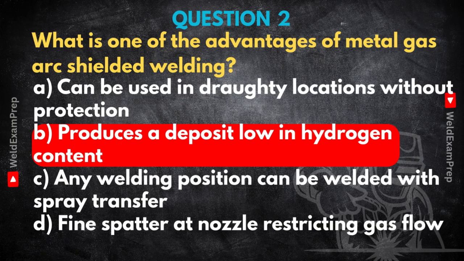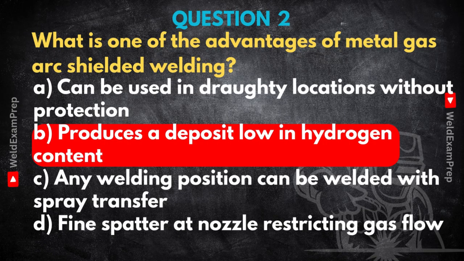Let's look at A, can be used in drafty locations without protection. That sounds risky for something needing a gas shield. It's not just risky, it's actually a significant disadvantage, not an advantage at all. Oh, okay. These gas-shielded processes rely completely on that protective blanket of shielding gas, argon, CO2 mixtures, to stop the atmosphere, oxygen and nitrogen, from contaminating the molten weld pool and the arc. Right, needs to be pure. Needs to be protected. Even a slight draft, a bit of wind, can blow that gas shield away. And if that happens, you get porosity, oxidation, nitrogen pickup, all sorts of serious weld defects.